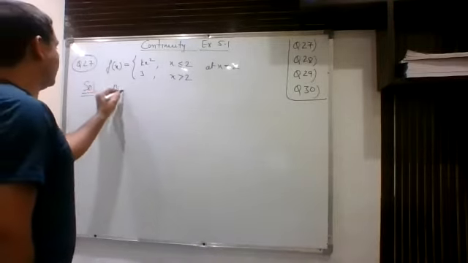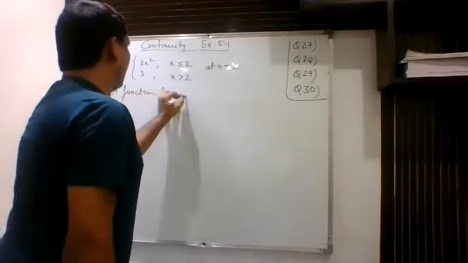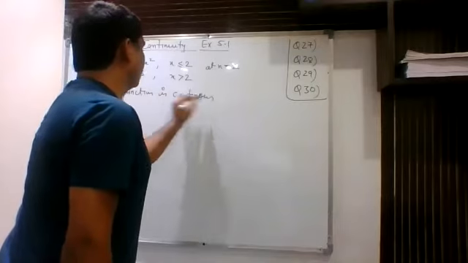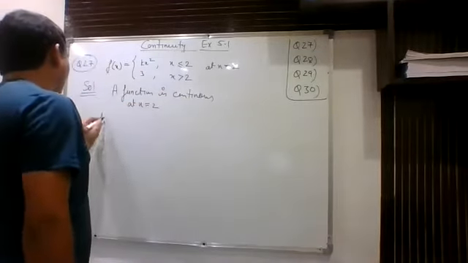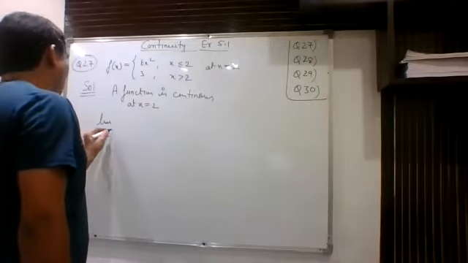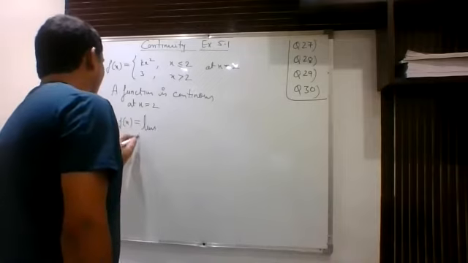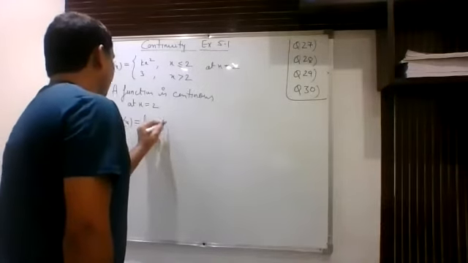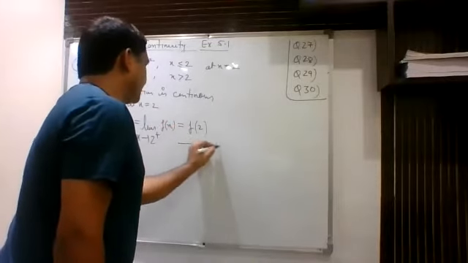You will say as function is continuous at x is equal to 2. Therefore, we must have limit of x tending to 2 minus for this function is equal to limit of x tending to 2 plus, is equal to f applied to 2. So we have this.